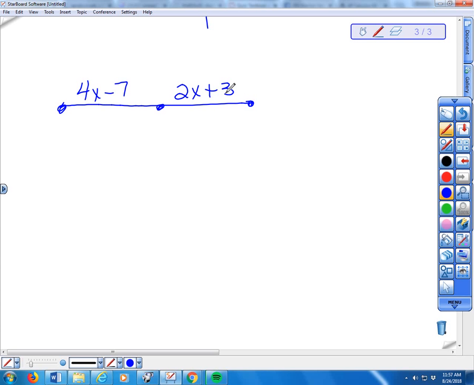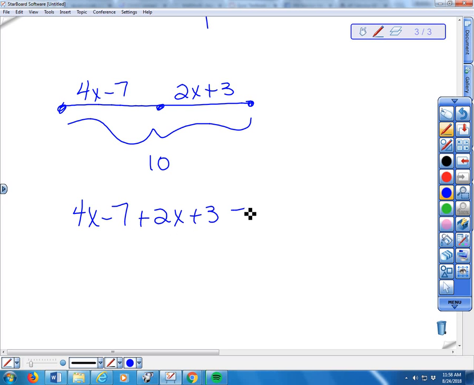If I was told that this segment was a total of 10 units, how could I write an equation to solve for x using the segment addition postulate? 4x minus 7 plus 2x. Good. The segment addition postulate just says the smaller segments add up to the whole.